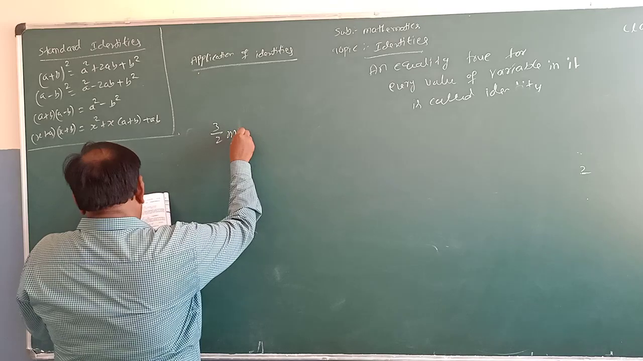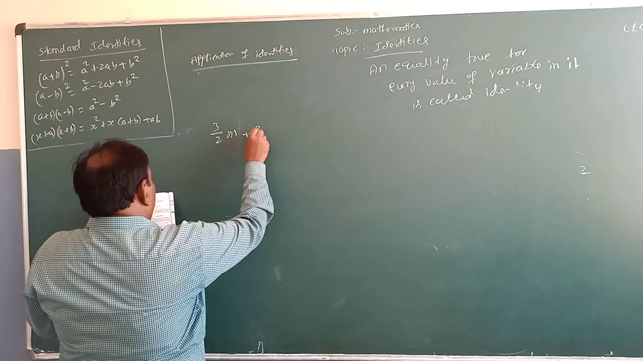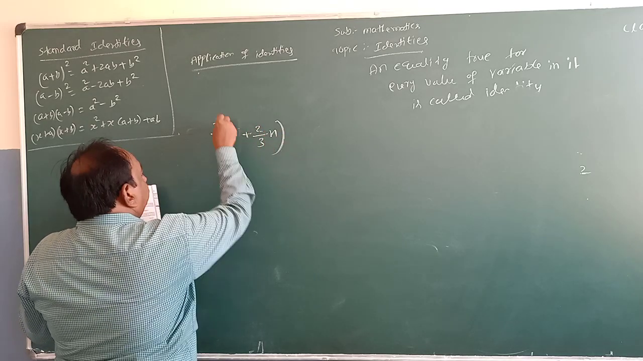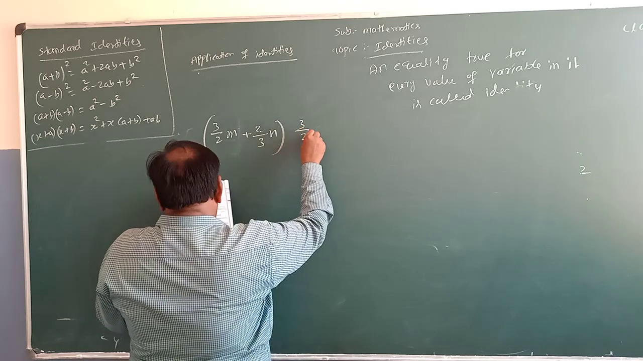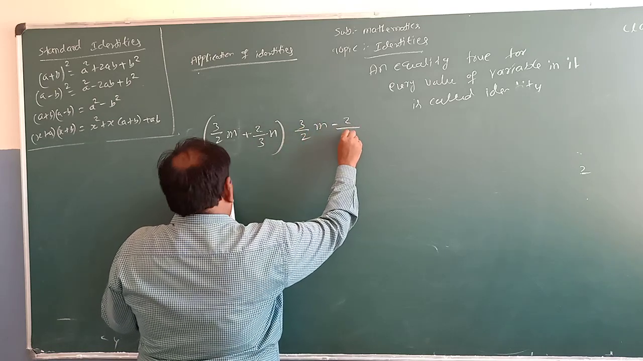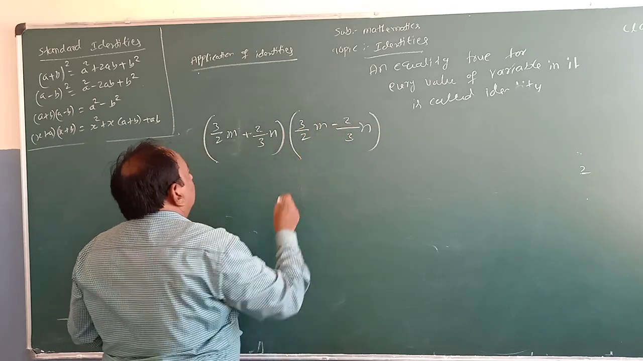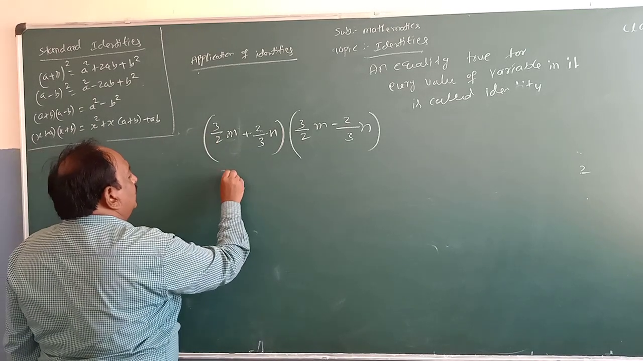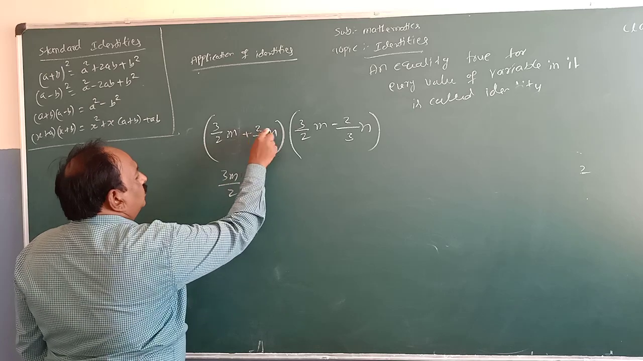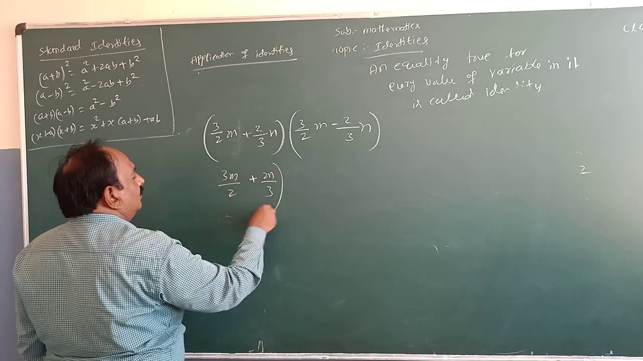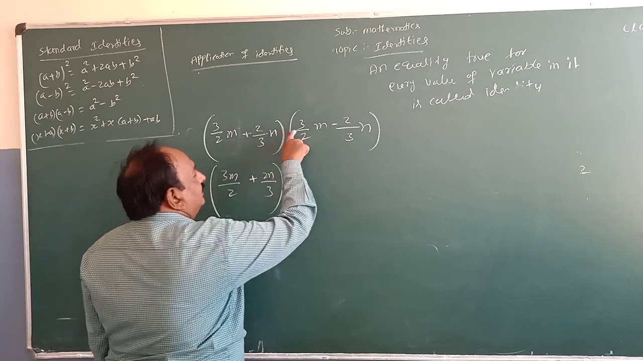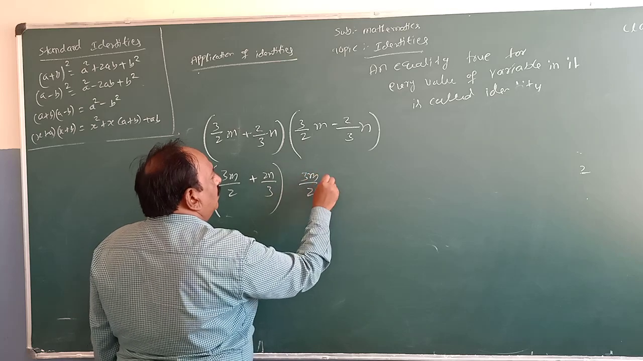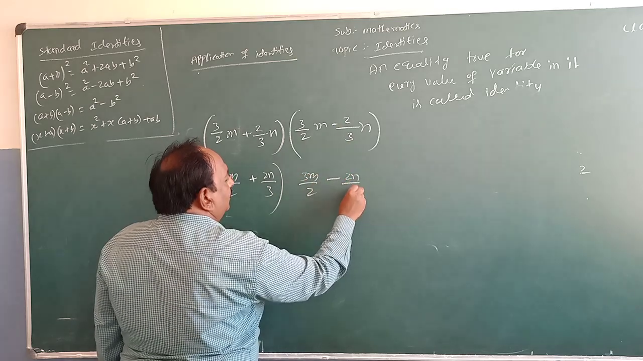3/2 m + 2/3 n, 3/2 m − 2/3 n. So this can be written in another way: 3m/2 + 2m/3... another way of writing, 3m/2, 2m/3.